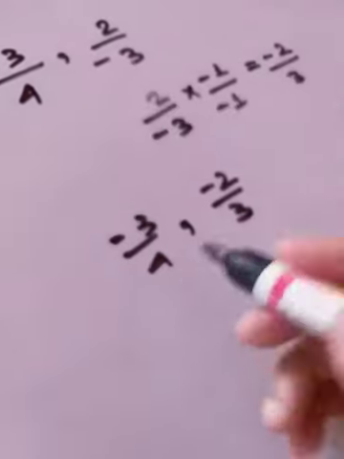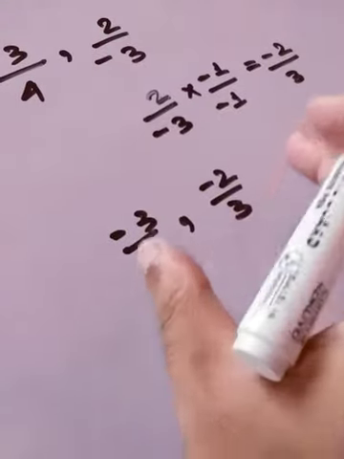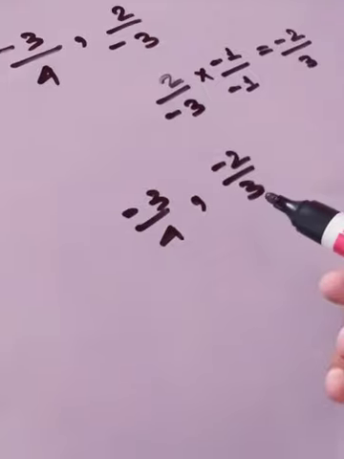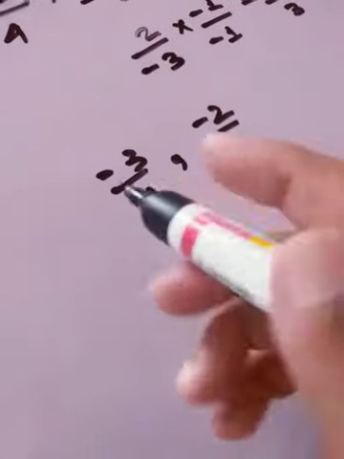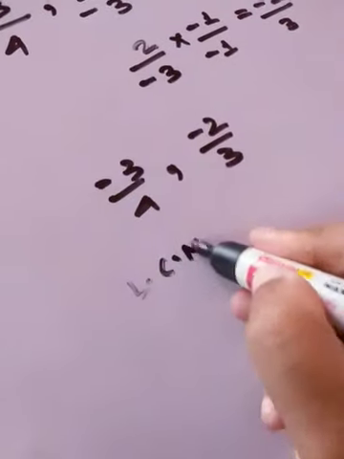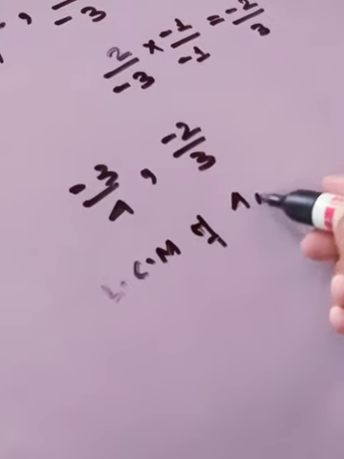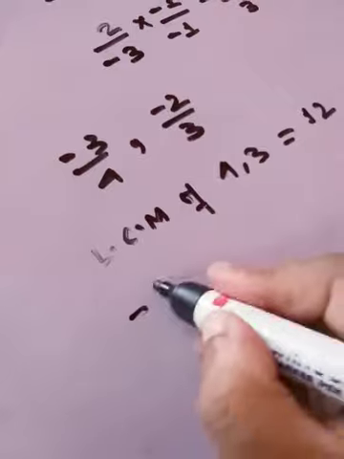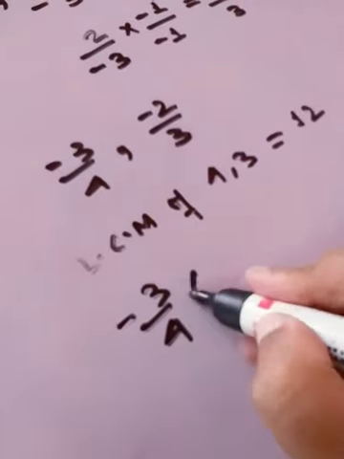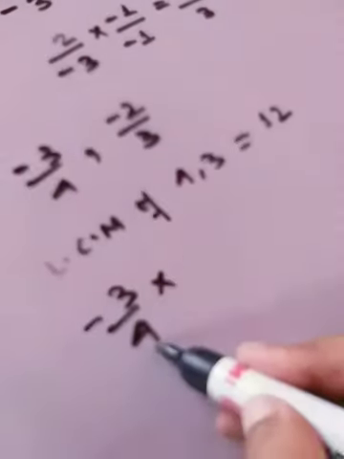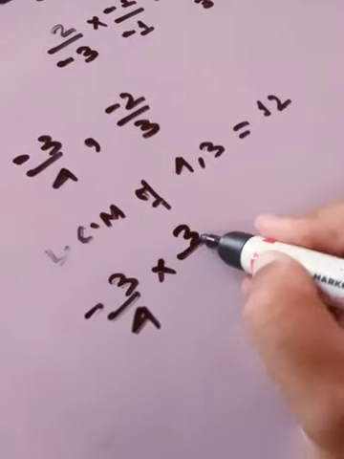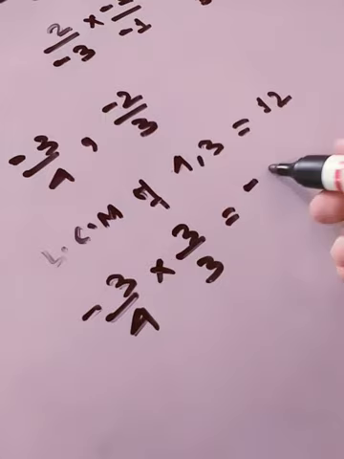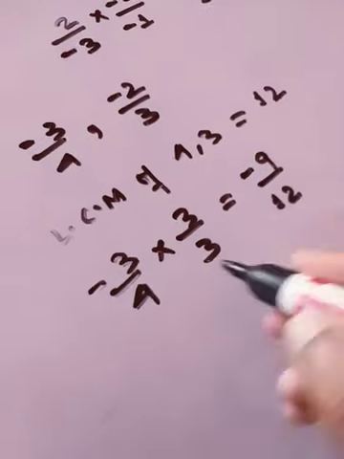Now again we have to see whether the denominators are the same or not. They are not the same, so we have to make them the same. For that we get the LCM. The LCM of 4 and 3 is 12. For minus 3 upon 4, we divide 12 by 4. What is the answer? 3. So we multiply 3 with both the numerator and the denominator. Repeatedly I am saying, follow this process.